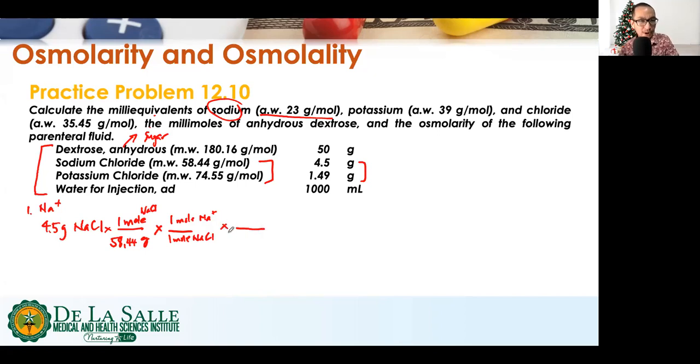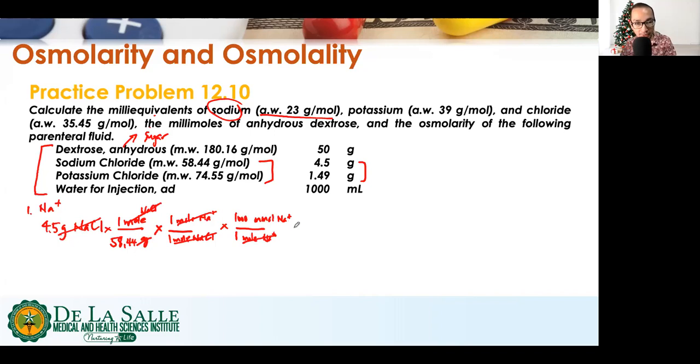Maybe yes, maybe no. But it is absurd to use the atomic weight. Do you know why? We already have 1 mole of sodium here, and I can already convert 1 mole to millimoles. So 1 mole of sodium ion is equivalent to 1,000 millimoles of sodium. At this point, everything cancels out. So now I have 1,000 millimoles of sodium times 4.5 divided by 58.44.